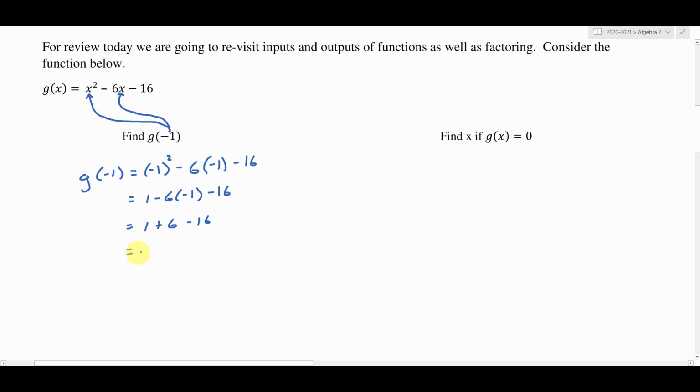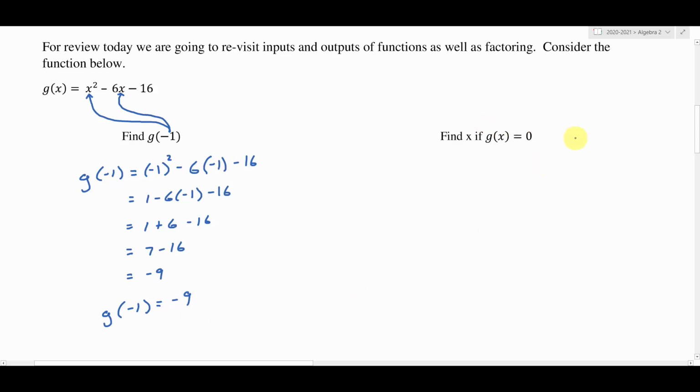And then we'll go ahead and add from left to right. 1 plus 6 is 7. And then 7 minus 16 is negative 9. So if I put a negative 1 in, I'll get a negative 9 out. So in other words, we can write that as g of negative 1 equals negative 9. And that's how I would leave that. Okay, negative 1 in, negative 9 out.